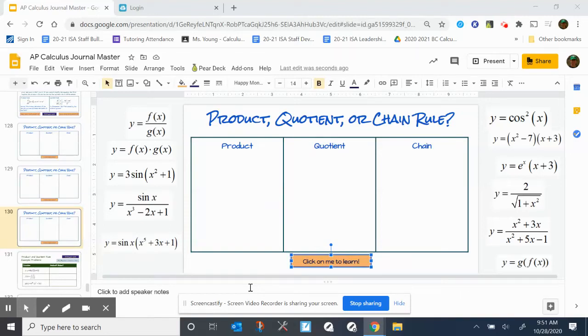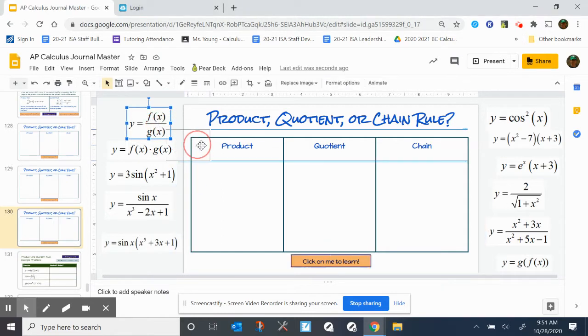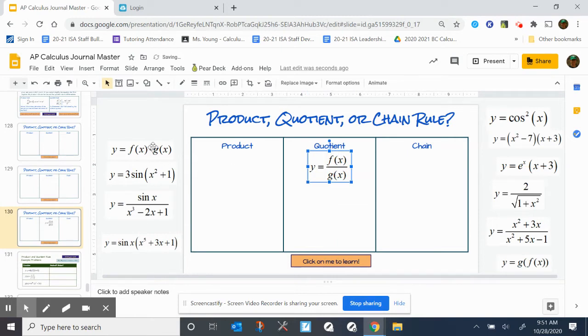Okay, so we're trying to decide if these are product, quotient, or chain rules. So I'm going to start with the top left, and I see division of two functions, so that's quotient. Quotient means division. The next one is y equals f of x times g of x. That is the product of f of x and g of x, so that needs the product rule.